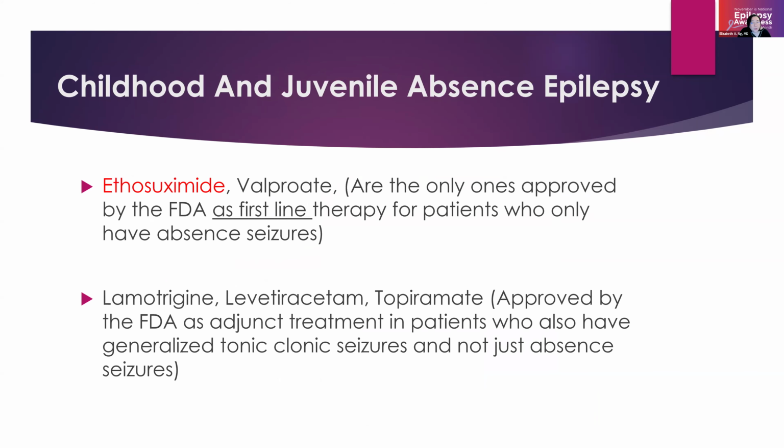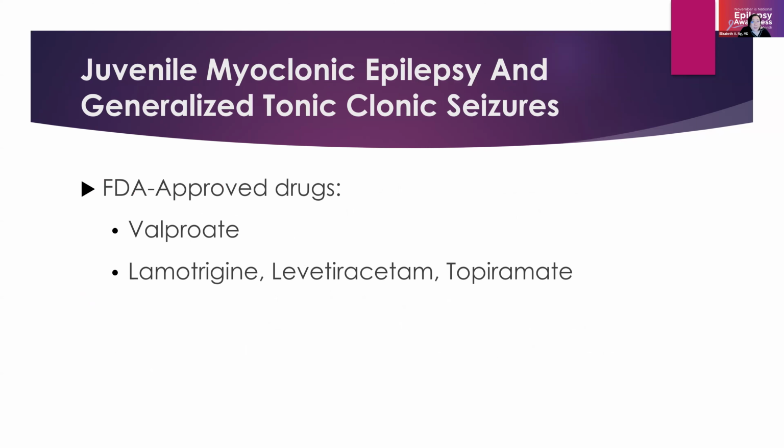So for childhood and juvenile absence epilepsy, ethosuximide and valproic acid are the only ones approved by the FDA as first-line therapy for patients who only have absence. Lamotrigine, levetiracetam, and topiramate are approved as adjunctive treatments by the FDA for patients who have generalized tonic-clonic and not just absence. So for juvenile myoclonic epilepsy and generalized tonic-clonic seizures, the FDA approved drugs are valproic acid, lamotrigine, levetiracetam, and topiramate.